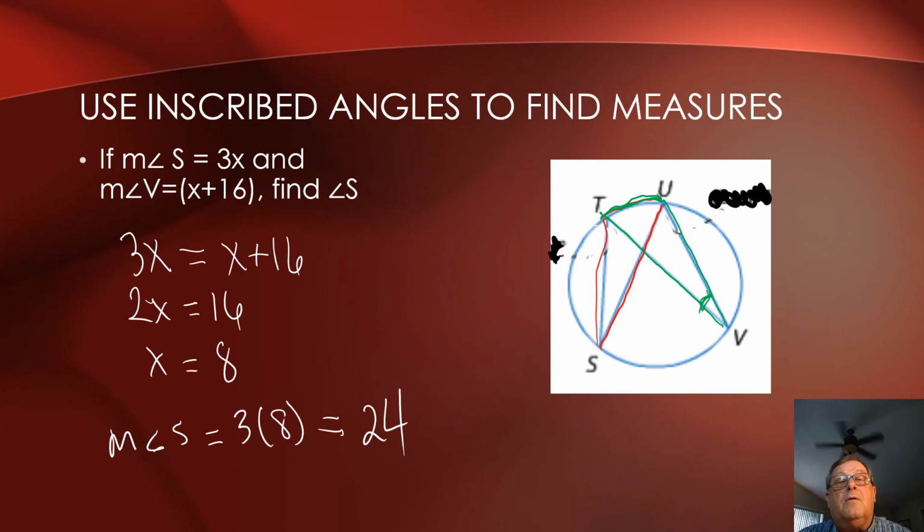But here again, we used inscribed angles to find measures. We talked about the inscribed angle being half the measure of the intercepted arc, and the intercepted arc being twice the amount of the inscribed angle. And then here we talked about how if we've got two inscribed angles intercepting the same arc, they must be congruent.